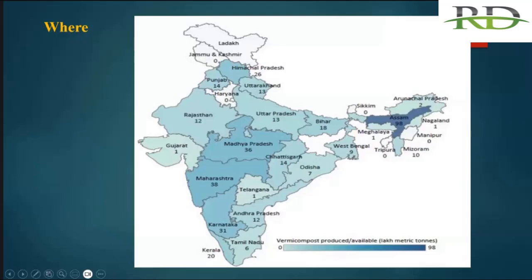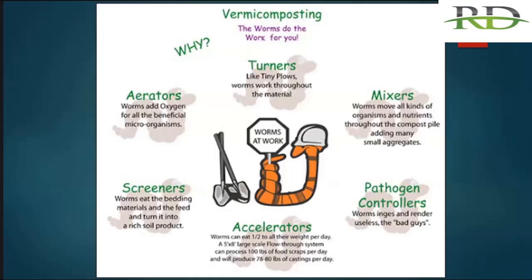Then why vermicomposting? The worms do the work for us. It is an aerator: the worms add oxygen for all the beneficial microorganisms. It is a turner: worms work throughout the material. It is a mixer: it moves all kinds of organisms and nutrients throughout the compost. And it is a pathogen controller: worms ingest and render useless the bad guys.